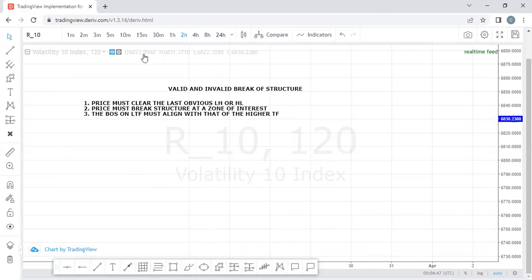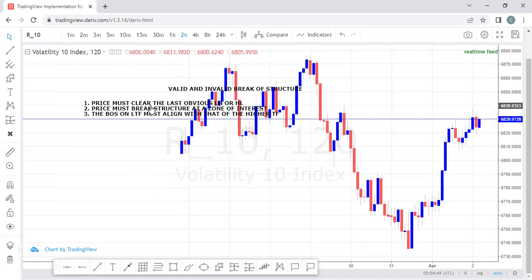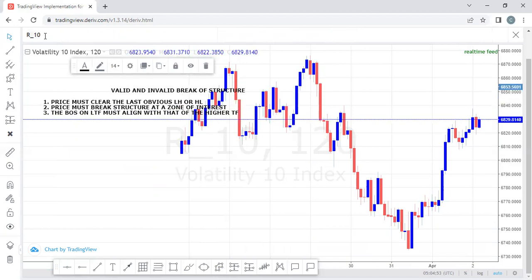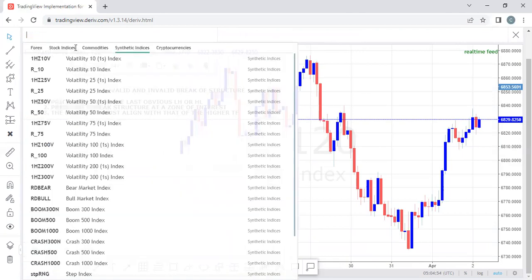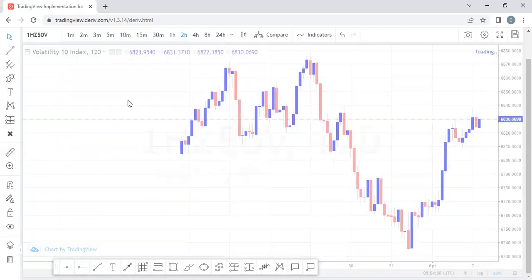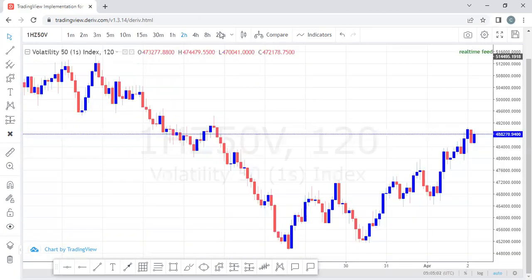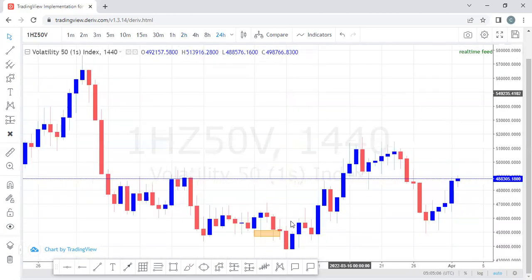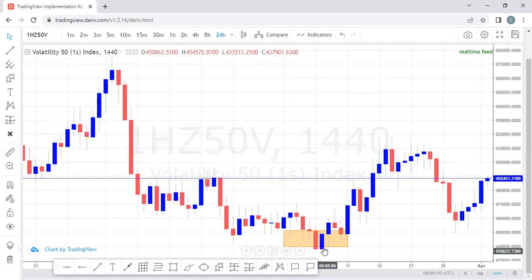Let's use an example to illustrate this, right? So now let's look at what happened on the Step Index, no, that is with the 50 index rather. With this as an example to explain it, let's go to the daily time frame. Now look at what happened there. We had a shift of structure at this zone here. We have a BOS here, as you can see.